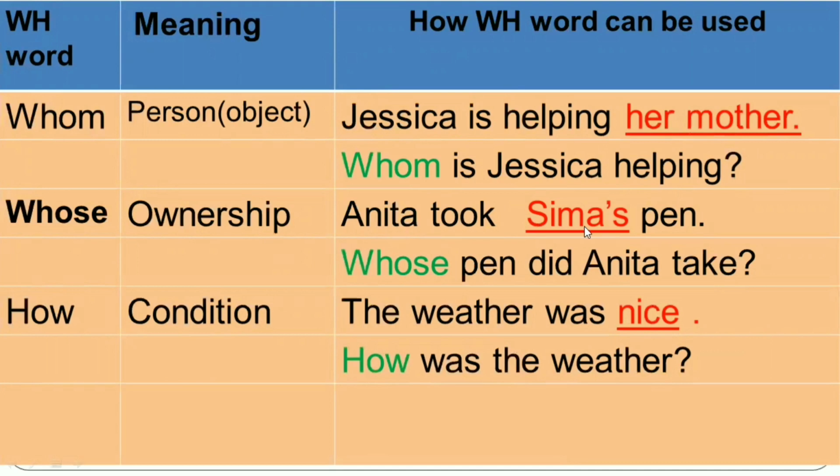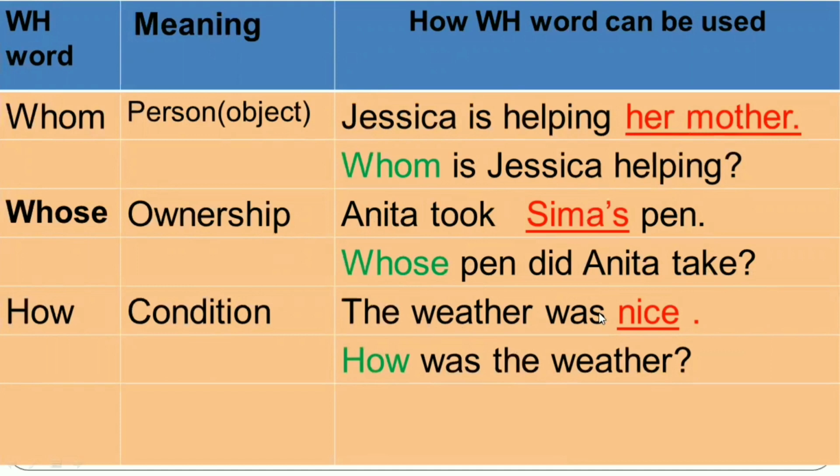Anita took Shima's pen. So my dear student, look at the underlined word. The underlined word indicates ownership, that means possessive case, okay? So if the underlined word indicates ownership or possessive case, then the WH word will be whose. Right here, whose pen. Shima's pen, you will write whose pen. Then there is no auxiliary verb here, so you have to take do, does, did. As the verb is in the past tense, you have to take did. And the subject, Anita, then the present form of the verb took, take. Then question mark. Whose pen did Anita take?